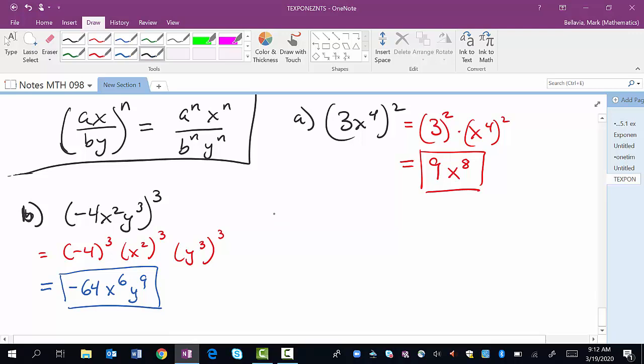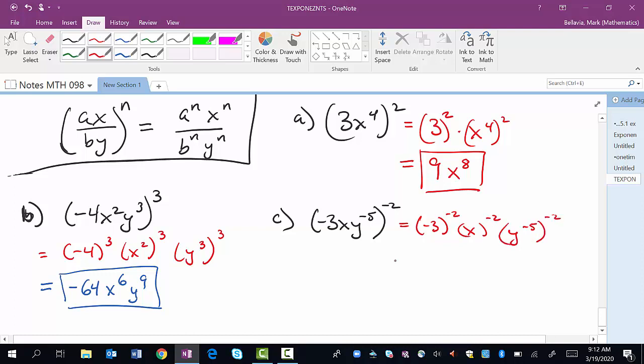How about we look at this one here? If I have negative 3x, y to the negative 5, all raised to the negative 2 power. Well, that's equal to, first off, I would bring that negative 2 exponent to each piece, right? So you have negative 3 to the negative 2, make sure you have parentheses around it. You have x to the negative 2, and you have y to the negative 5 raised to the negative 2.